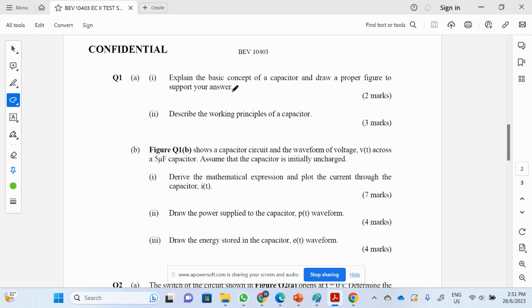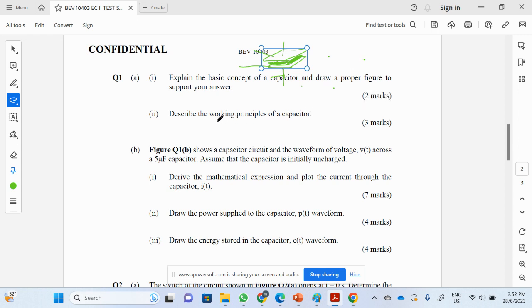It's an energy storage element consisting of metal plates that are connected or in parallel with each other, and it is separated by what we call a dielectric material. So you can prove your explanation based on the figure that you draw and then make sure you label lah gambar dia. Okay.